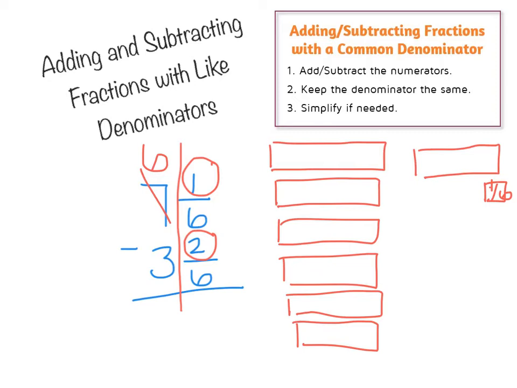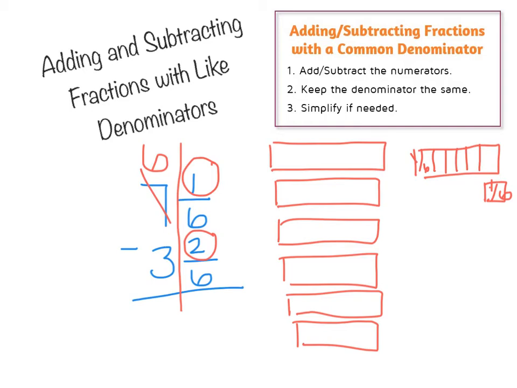So I'm going to count here. I have 1, 2, 3, 4, 5, 6, 7. So I need to take that 7th one and break it up into 6ths. So I'm going to break it up and each of those represent 1 6th. So I have 1 6th, which is hard to see.